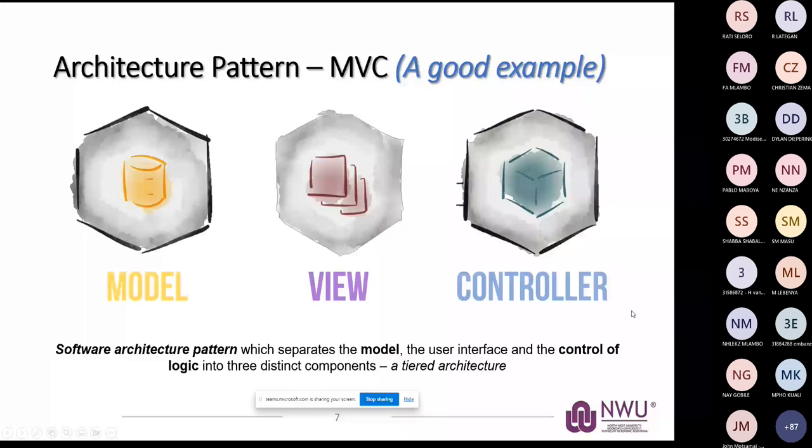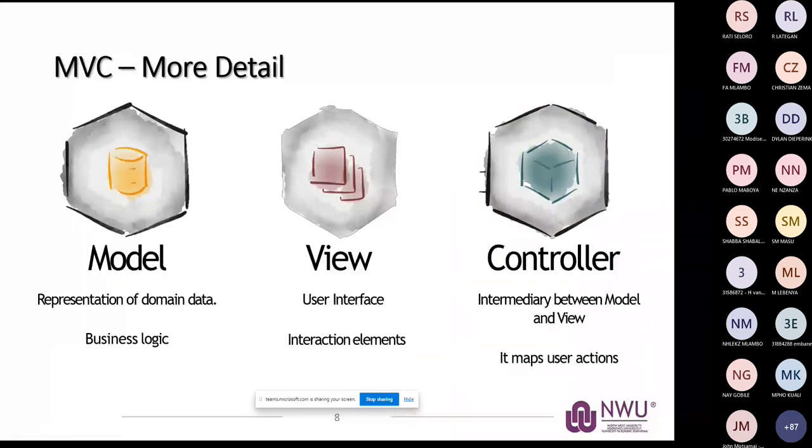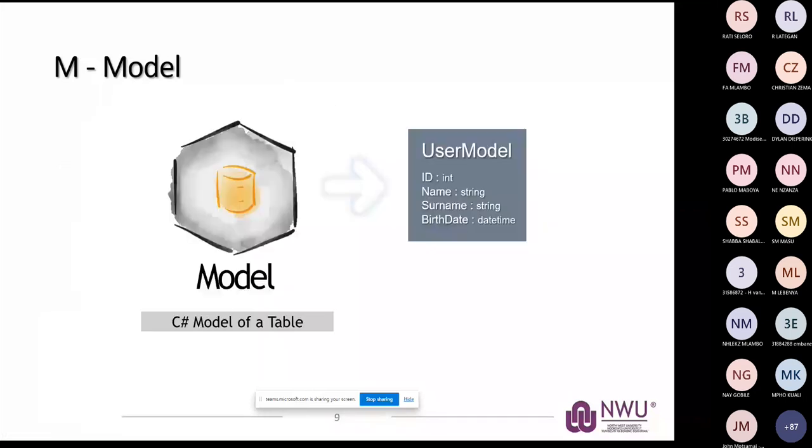So if we look at MVC in more detail, you already know the model is a representation of the data that you've got. The controller is now your intermediary between the model and the view. That's now where all of your user actions are mapped. And then the view is now the interaction elements that actually live within your front end. Now, the model is a C# model of a table. So if you had a table that was named user and you had the ID, the name, the surname, and the birth date, this is what your model would be representing.